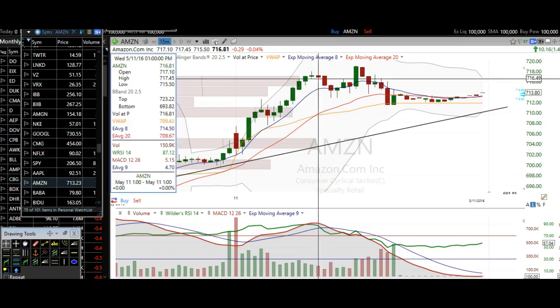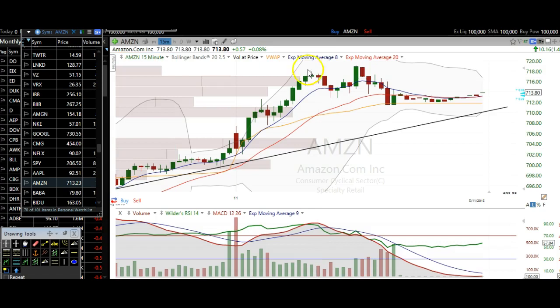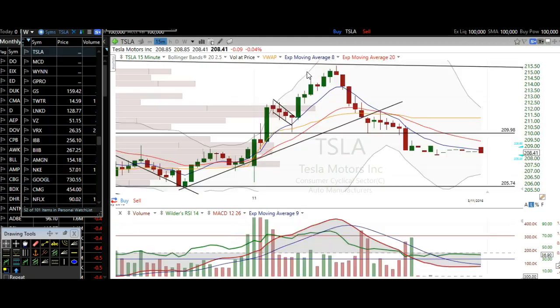right there at 716.52 for a nice gain, and it ended up being near the high of the day as well. So really nice trade on Amazon. Next, I want to cover Tesla.